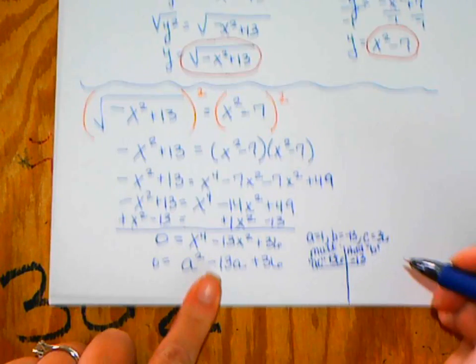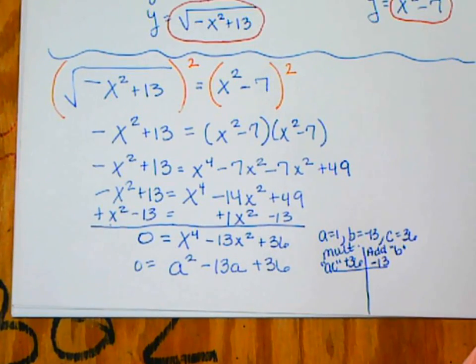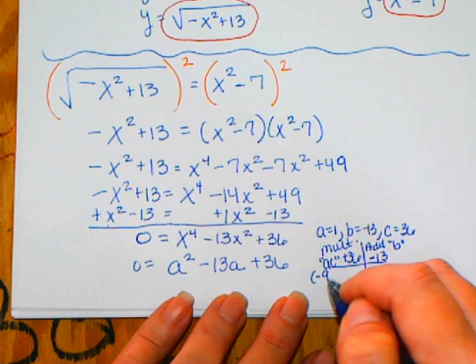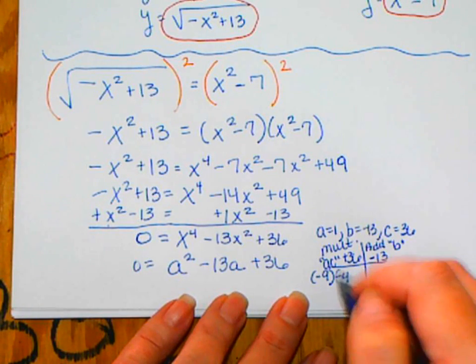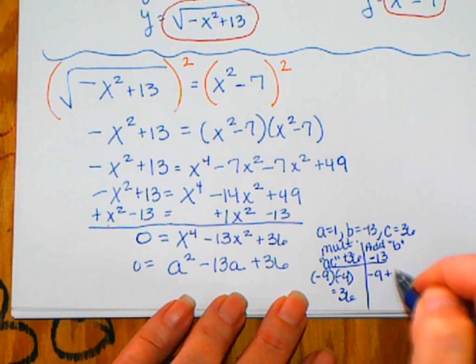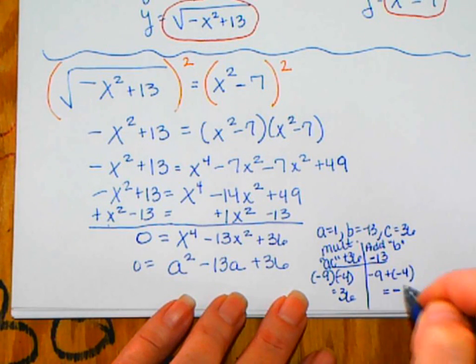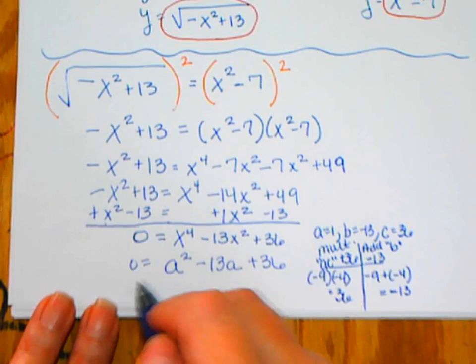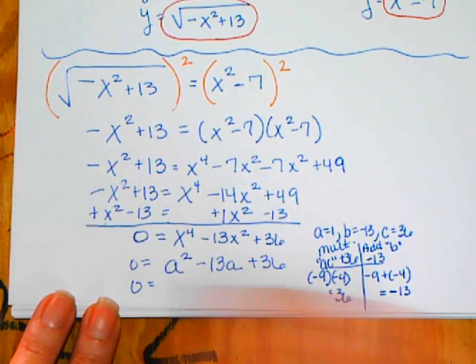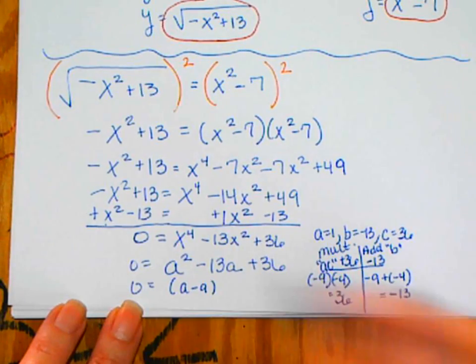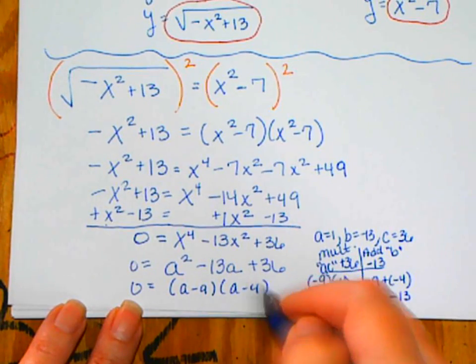Would it be negative 9 and negative 4? Let's try it. Sounds good. Negative 9 times negative 4 is positive 36. And negative 9 plus negative 4 is negative 13. Boom. Am I going to have to divide and slide on this one? Nope, because a is 1. So we have a minus 9 times a minus 4.